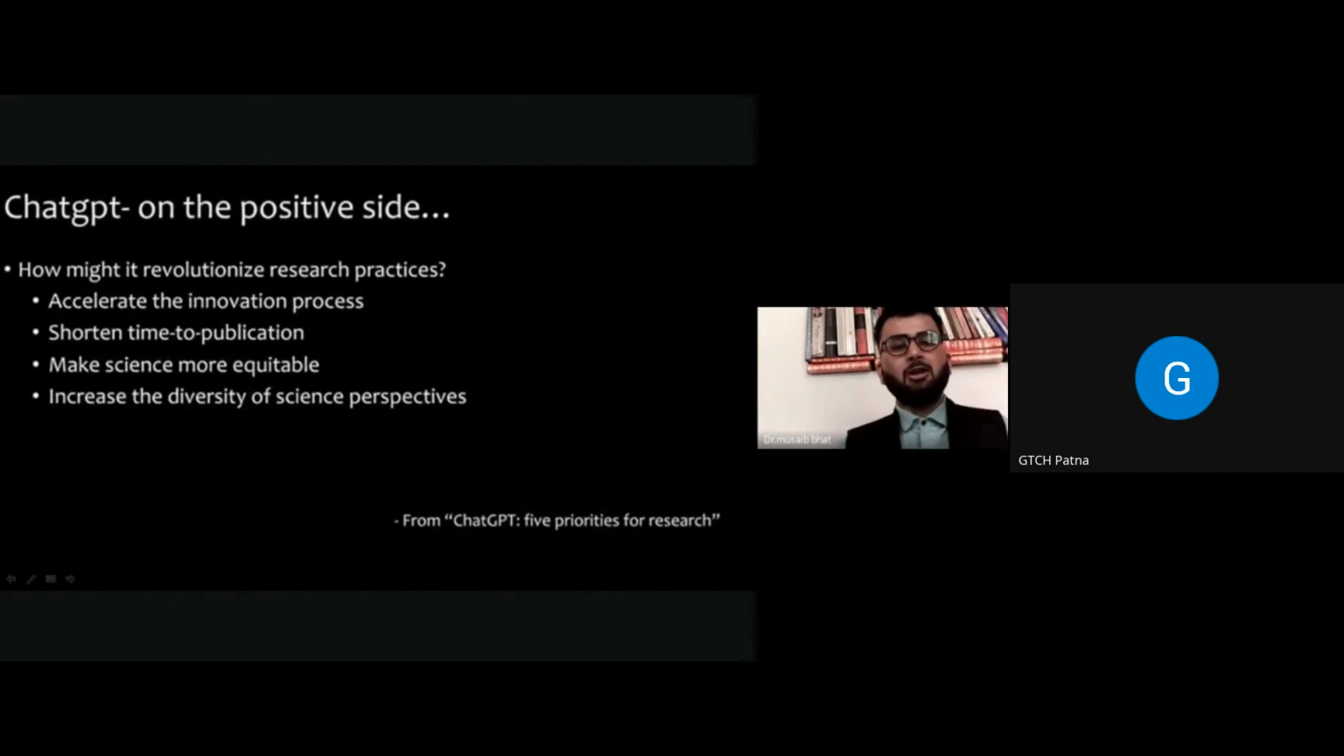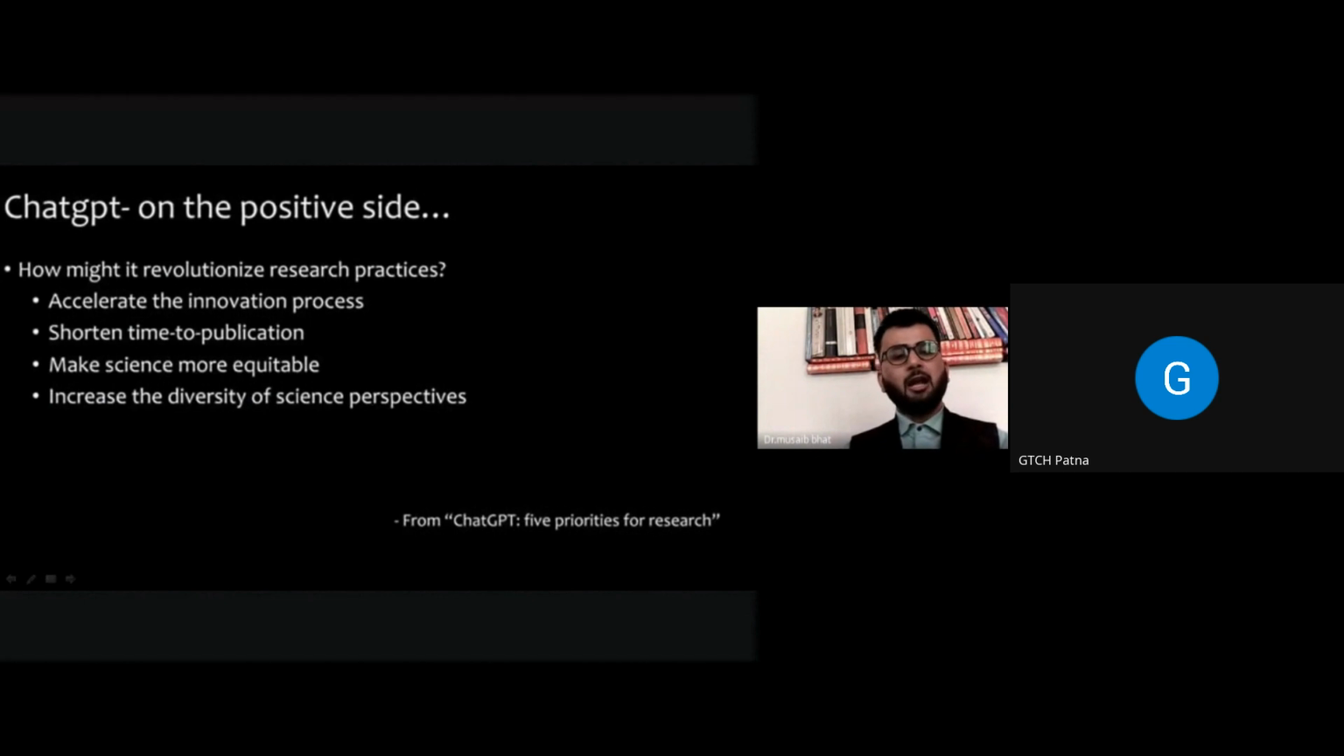It will shorten time to publication. We had problems when we wrote a paper or a research article. It took months to edit it and do other things. Now you can do that in a short span of time. It is able to do editing and improve your paper in line with the global publications.